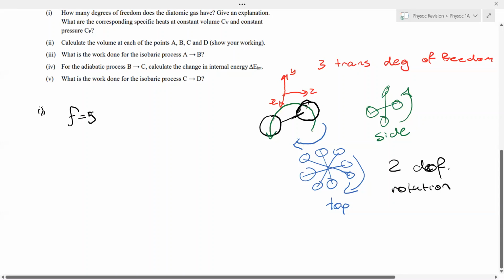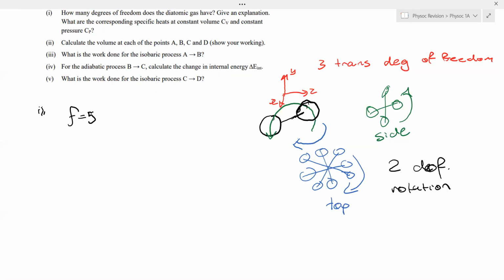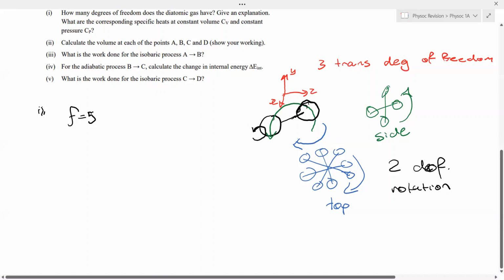The reason why there isn't 3, because, you know, we've got 3 different axes, why can't they rotate about each of those axes, is because the third direction of rotation would be around this side. And if we rotate it in this way here, it's going to look the same. So this one is going to look the same for any rotation. So it's not going to be another unique way of moving.